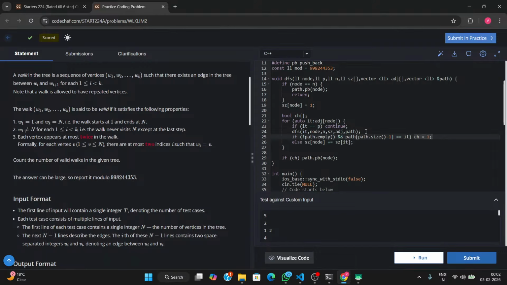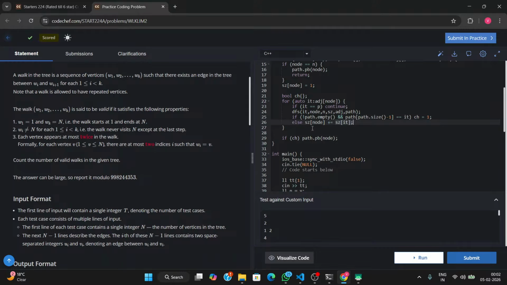What is the check function? The check function tells whether our node is in the simple path from 1 to n. So if one of our children had n, then we will also have n in our subtree, right? So if any of the children had n in its subtree, we will not add its size to our size. Otherwise, we will simply add our child's size to our size, right? So that's how we calculated the size array.